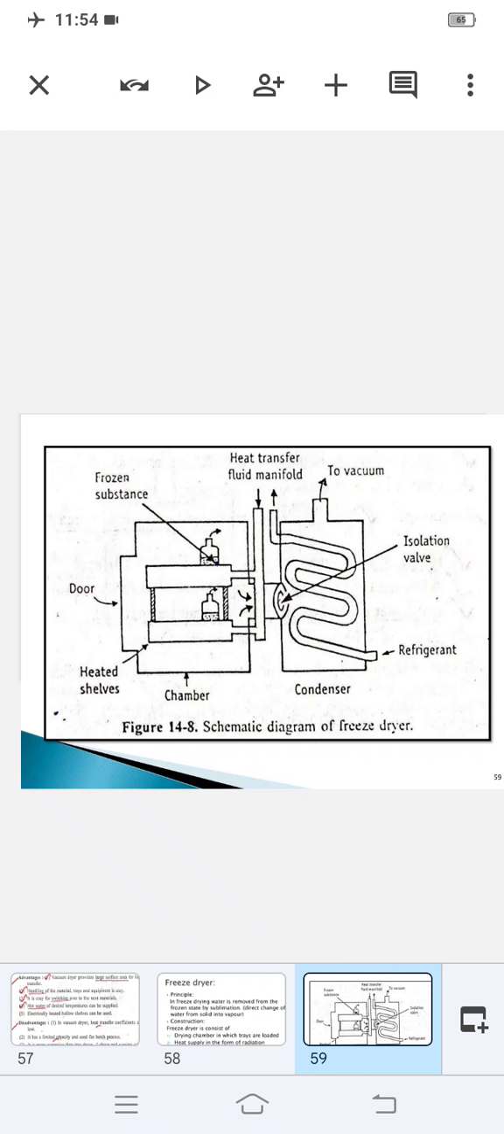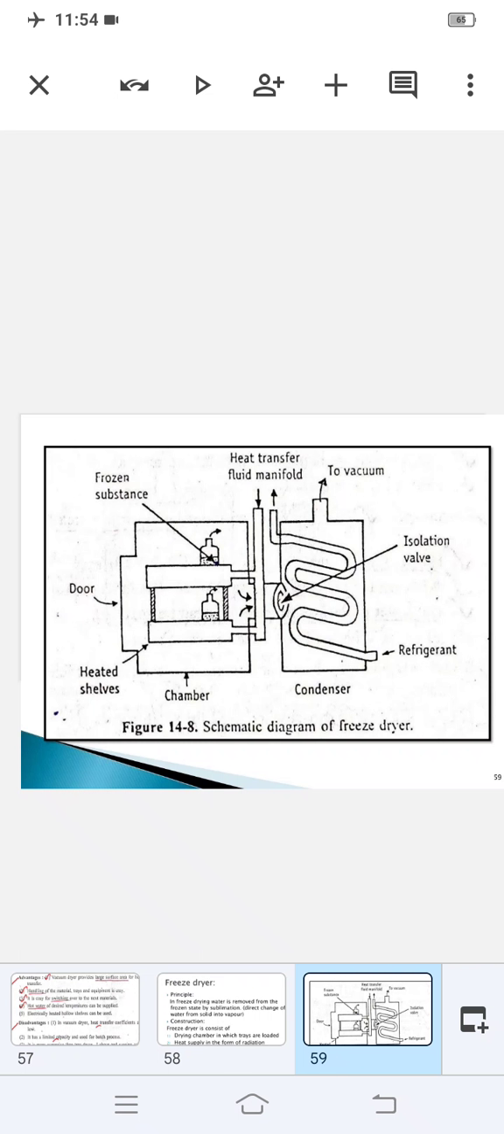Uses of our freeze dryer: it is used for drying of a number of products like blood plasma, bacterial and viral cultures, human tissues, antibiotics, plant extracts, steroids, vitamins, enzymes, etc. Advantages: sterility can be maintained, denaturation does not occur, loss of the volatile material is also very less, the final product can be stored at ambient temperature, and so on.